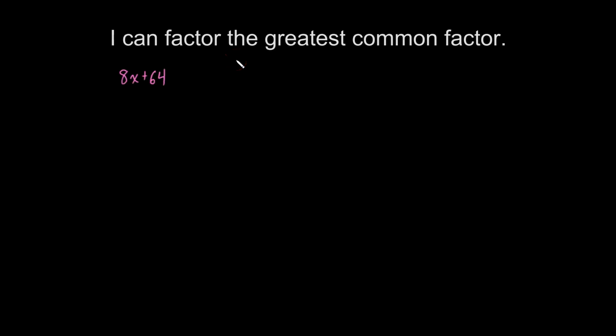We're given 8x plus 64, and we're going to try to factor this expression completely. In both of these terms, in both 8x and 64, they have a factor of 8, and that is our greatest common factor. So our GCF, or our greatest common factor, is going to be equal to 8. And as I said, factoring polynomials is kind of like undoing multiplication or distribution. When we do that, we're multiplying. So the opposite of that is when we're going to divide.